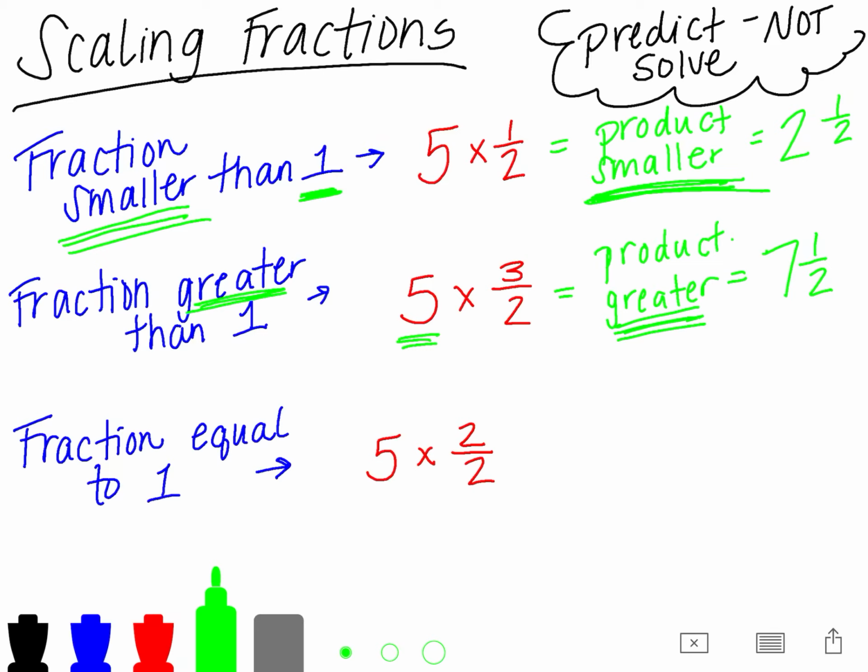Now, when your fraction is equal to 1, that's just like when you're multiplying anything by 1. So 2/2, when my numerator and denominator are the same, that equals 1. When I multiply a number by a fraction that's equal to 1, my product will equal the whole number. So when I get 5 times 2/2, it comes out to 5 because I'm multiplying it by 1 essentially.